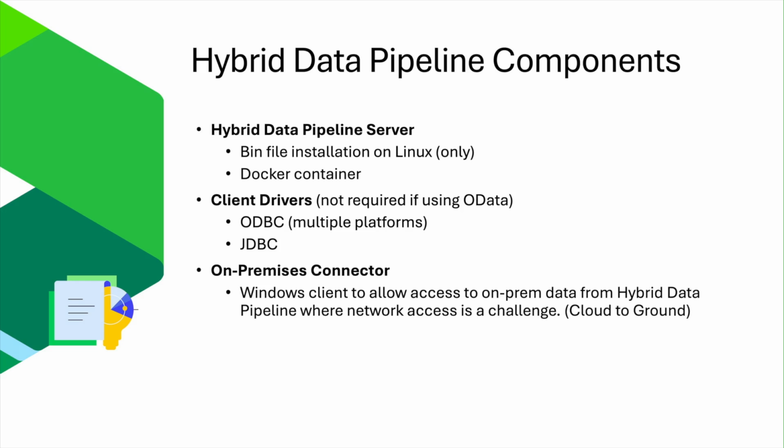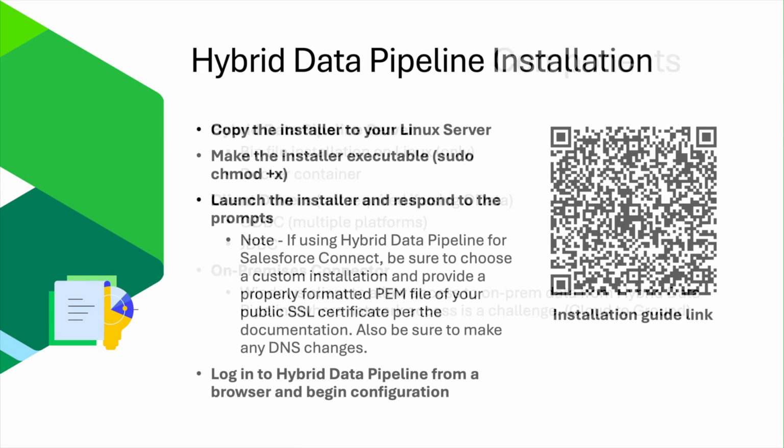Finally, we offer an optional on-premises connector, which uses outbound SSL to help you access data which is behind a firewall to avoid needing a VPN. If you can reach your data directly from the Hybrid Data Pipeline server, this component isn't needed. Now I will show installing Hybrid Data Pipeline on a Linux server.